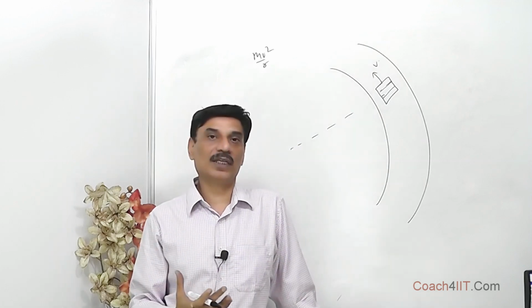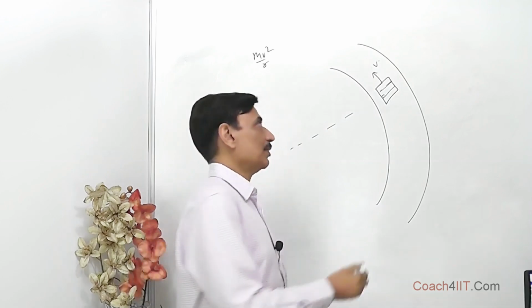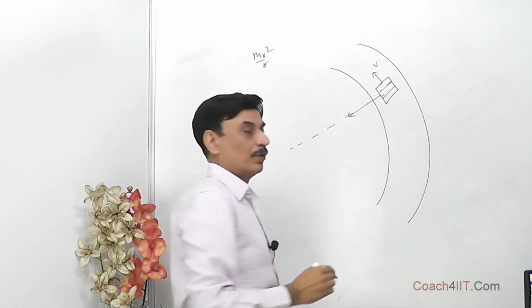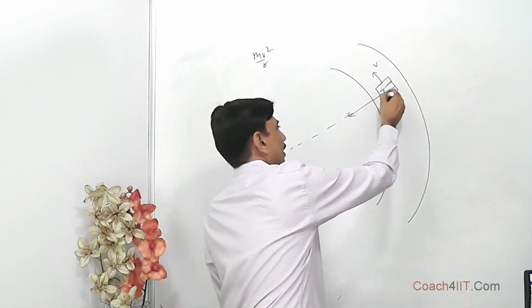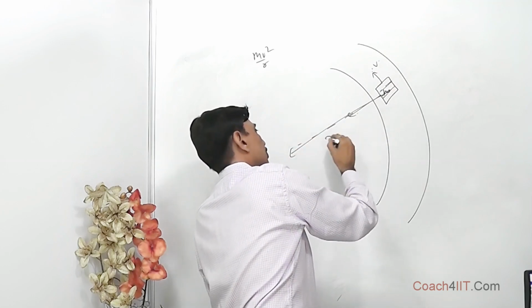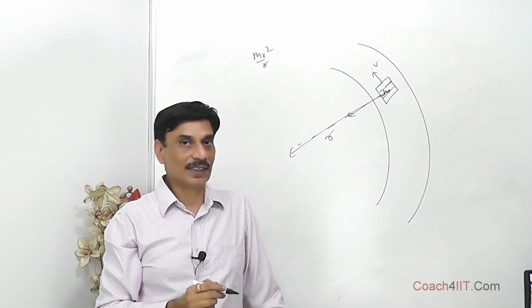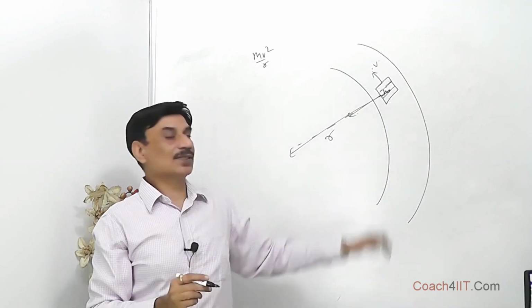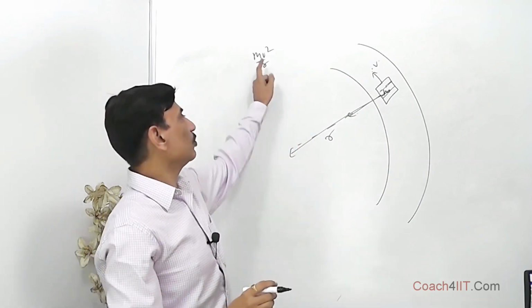Whenever the body is moving in a circle, there has to be centripetal acceleration. When there is centripetal acceleration, there has to be a centripetal force. If this body has a mass m, it is moving with a speed v, and the radius of the circle in which it is navigating this turn at this instant is r, then it requires a centripetal force whose value should be mv square upon r.